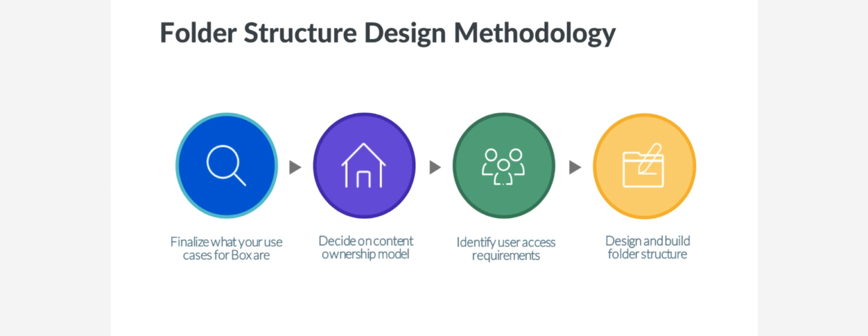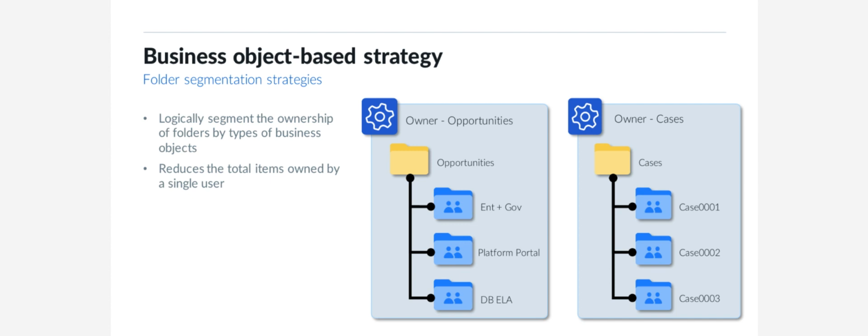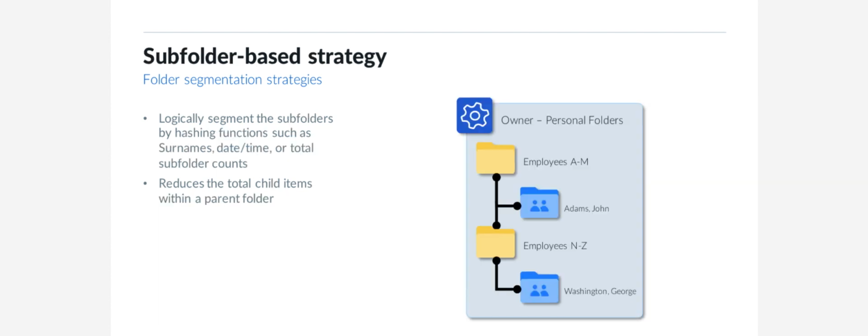I want to quickly highlight a few of the many ways in which you can organize content in Box. Without diving into the nitty-gritty, here are three of the most common approaches. A date-based approach makes the most sense when you have chronologically sorted content that becomes a record over time, as with a case file or account history. Another approach is the business object-based strategy, in which you might break out different functional areas for a given group or project. Finally, a subfolder-based strategy makes sense when you have a tremendous amount of similar content that needs to be broken up in order to navigate it more easily.